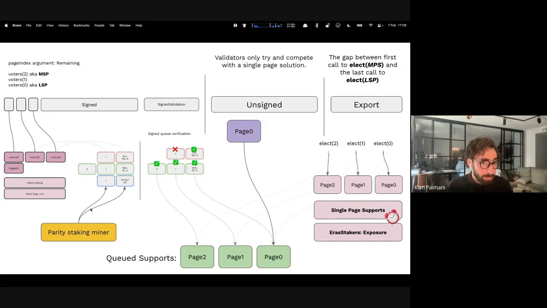And next in detail is that the solutions do not need to be full. I mean, here we have 3 pages of voters, but some solutions might only use 2 of them, let's say.